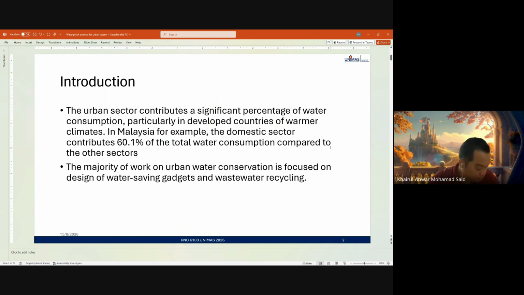The urban sector contributes a significant percentage of water consumption. In Malaysia, for example, the domestic sector contributes 60% of the consumption compared to other sectors. The majority of work on urban water conservation is focusing on the design of water saving gadgets and water recycling.